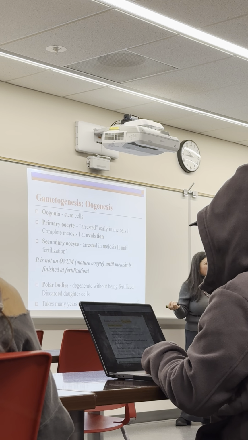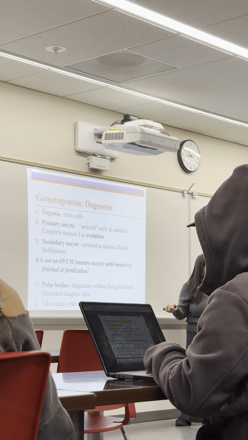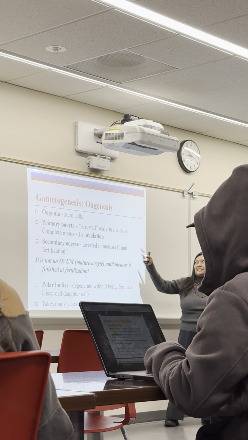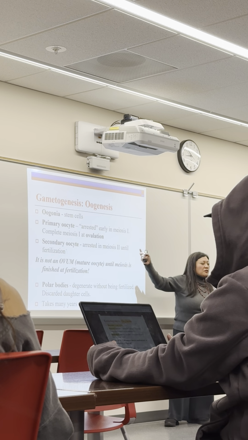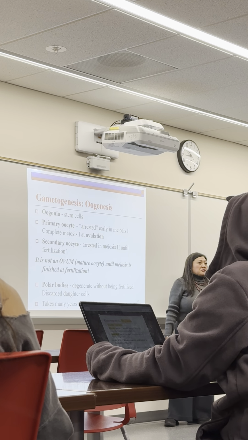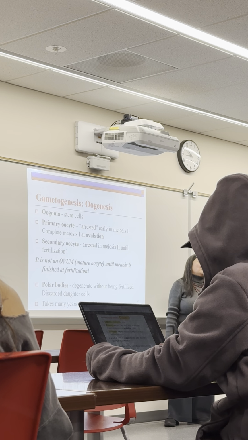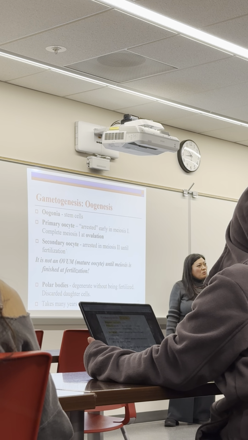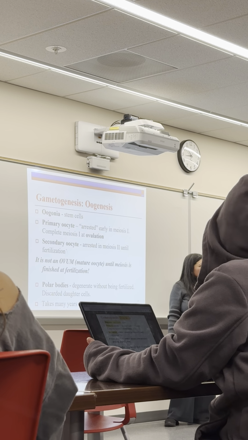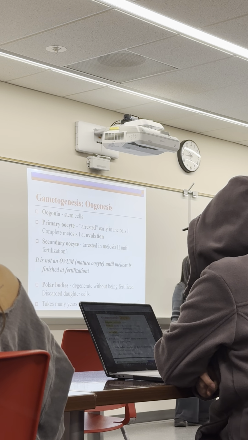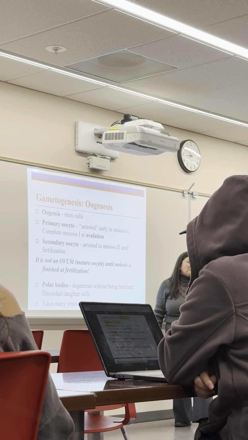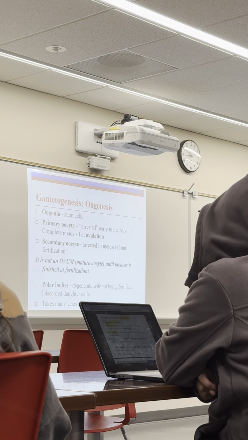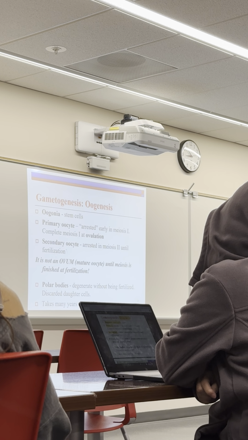Because it may never complete that first division. It's stuck. How long is it stuck there? 13 years, 25 years, 45 years, 50 years. Arrested. If fertilization happens at age 55, this was an oocyte that's been there for 55 years. Isn't that wild?